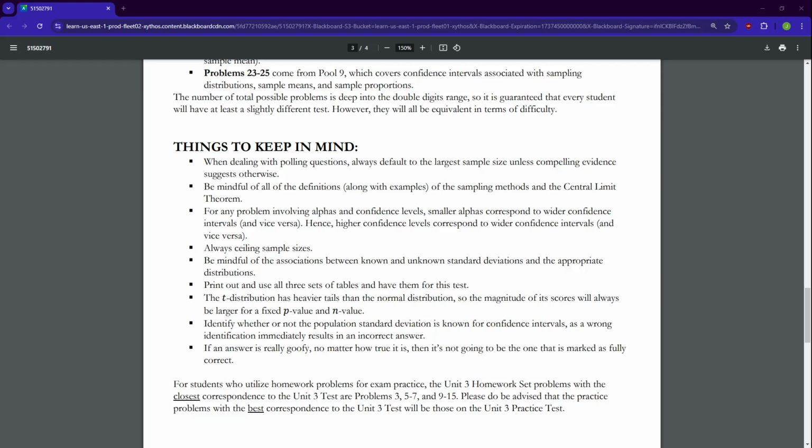Finally, for homework questions, again, the Unit 3 practice test will be your best preparation, but for the homework questions, the best ones here will be problems 3, 5, 6, 7, and then 9 through the end of the homework set. A lot of these are more computational ones, meaning for the concept questions, you're really going to have to rely on the Unit 3 practice test and your understanding of those formulas and definitions.